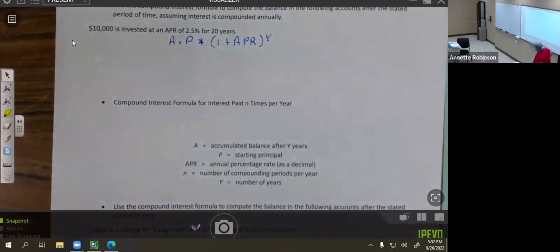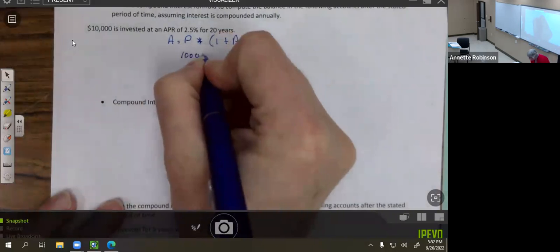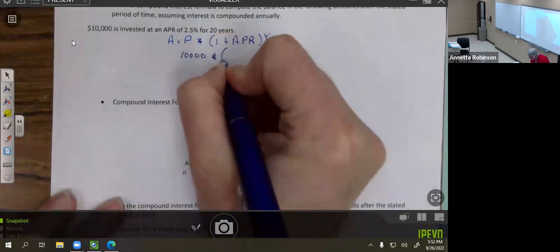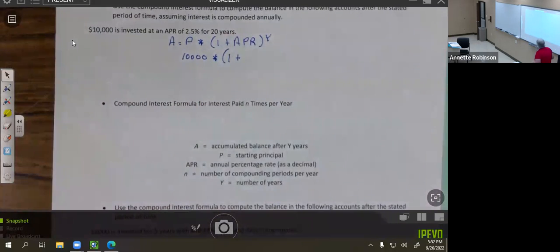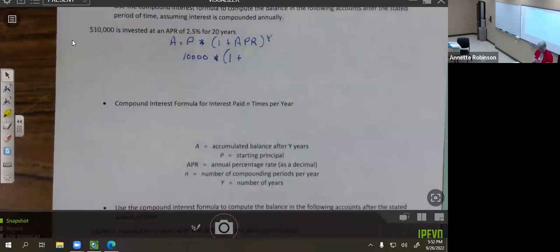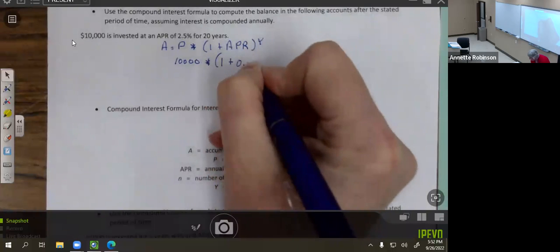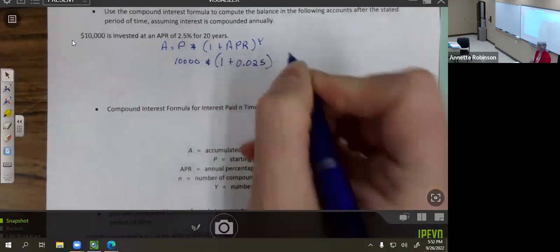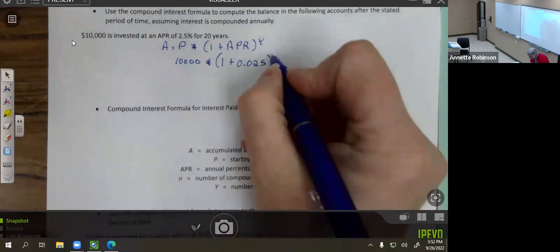The principal, in this case, was $10,000. The one is part of the formula. The APR is my interest rate, but I've got to change it to a decimal. The easiest way to do that is just say 2.5 divided by 100, and let your calculator do the decimal for you. And then for the Y years, we've got a 20.